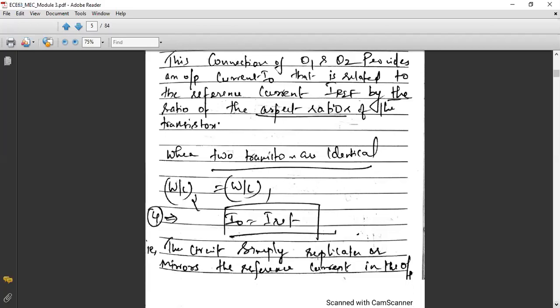So a current source will act as a current mirror only if the aspect ratios of the two transistors are the same. So W by L of 2 is equal to W by L of 1. Then you can say that I0 is equal to IREF. So whatever the reference current you have obtained at Q1, that will be equal to I0, not necessarily always, it depends. What does it depend on? It depends only on this aspect ratio. If the aspect ratios are the same, then only you can say that I0 is equal to IREF.